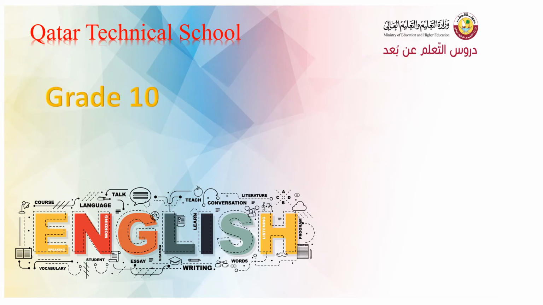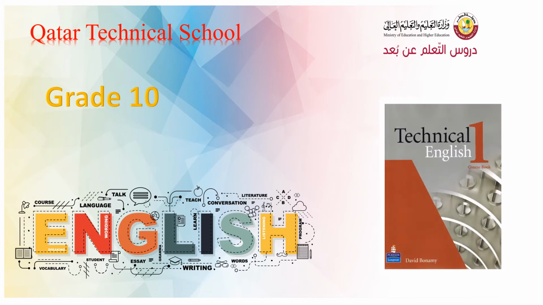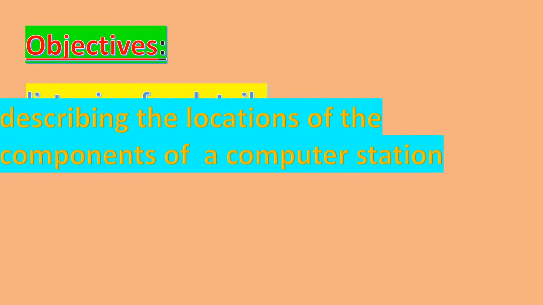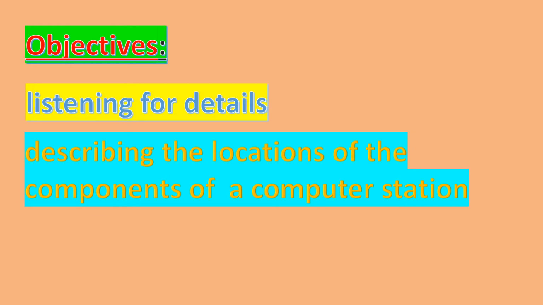This is an English lesson for grade 10 using the Technical English Book 1. The title of today's lesson is Locations 1. Before we start the lesson, let's have a look at the objectives. The first objective is listening for details. And the second objective is describing the locations of the components of a computer station. To be able to follow this lesson, you have to open the course book, pages 24 and 25.